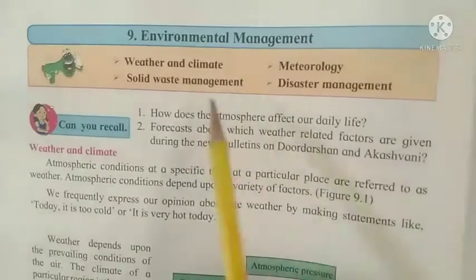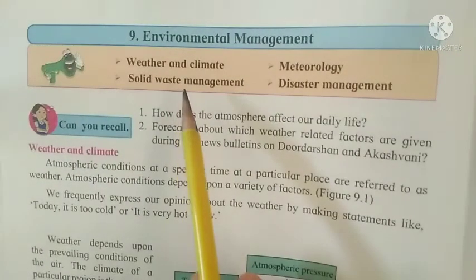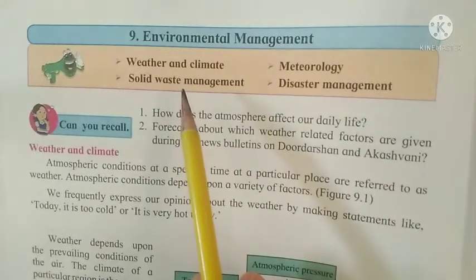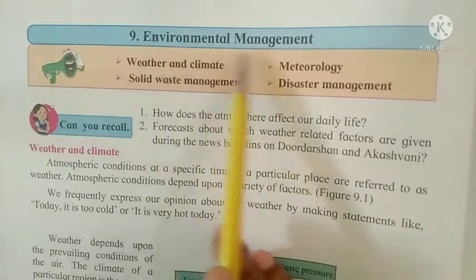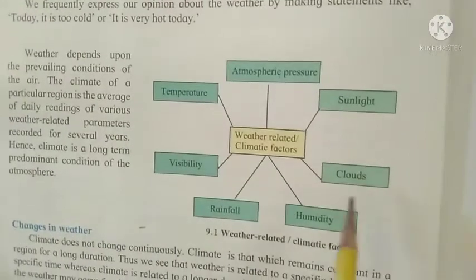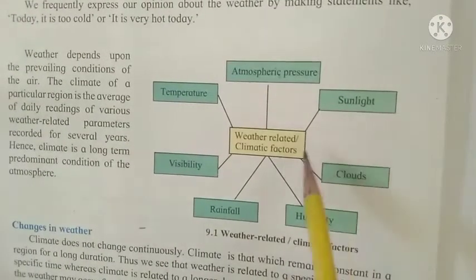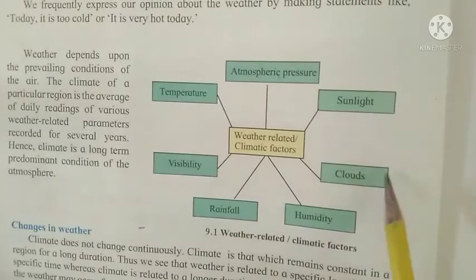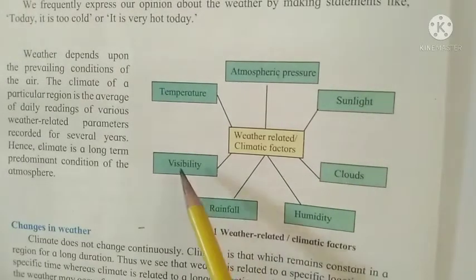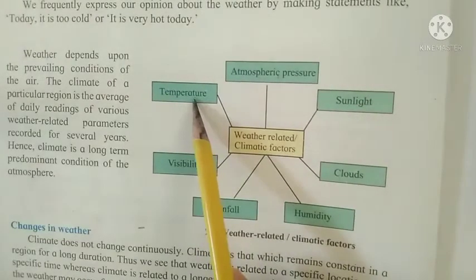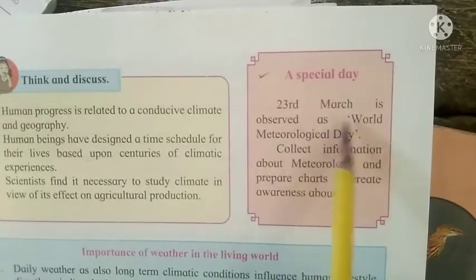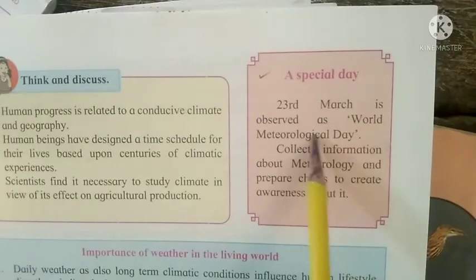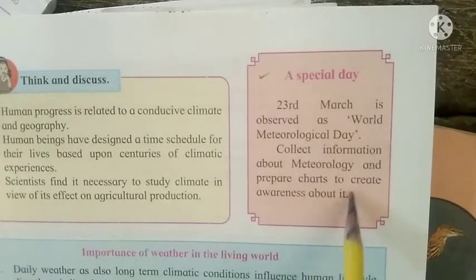See activity number 14 of part second and chapter 9, Environmental Management. See here this diagram, weather related and climatic factors are there: sunlight, clouds, humidity, rainfall, visibility, temperature, etc. Here there is a special day, 23rd March, which is observed as World Meteorological Day.